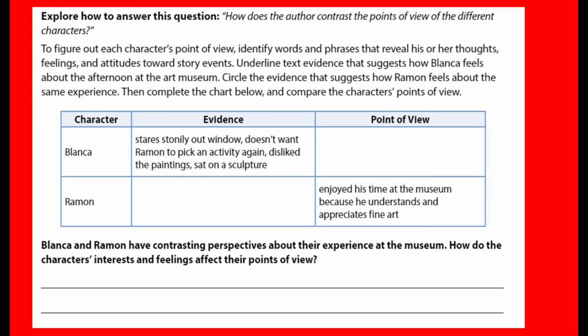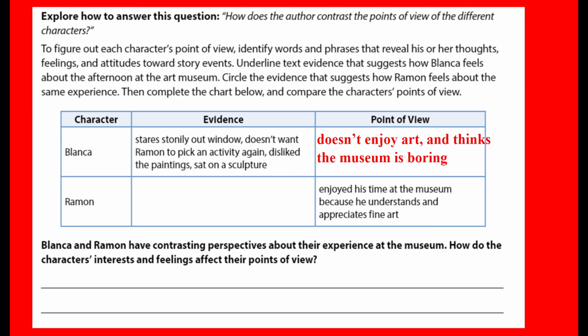So, all of this is evidence that leads us to develop Blanca's point of view. And her point of view for their art museum visit is that she doesn't enjoy art and thinks the museum is boring. So that's how she feels about it. That's her way of looking at their trip. And everything that we wrote in the evidence section helps us get to Blanca's point of view. So now let's go on down to the bottom and we'll do Raymond next.